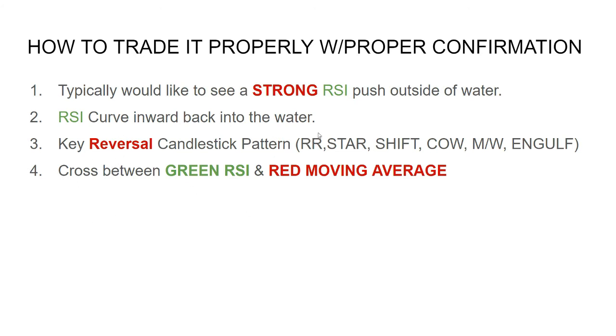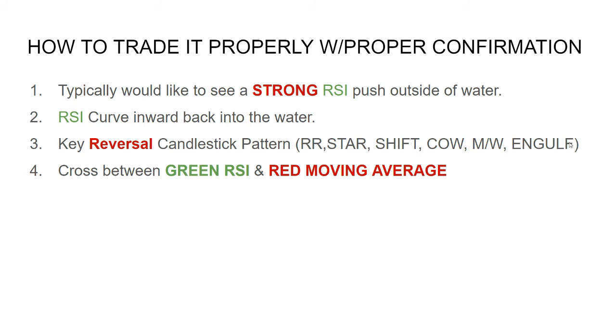And then you also want to see a key reversal candlestick pattern. For example, railroad track, a star pattern, shift candle, quarter wood, MOW, or an engulfing candlestick pattern. Now there's more patterns out there, however these are the ones I want you guys to know right now.